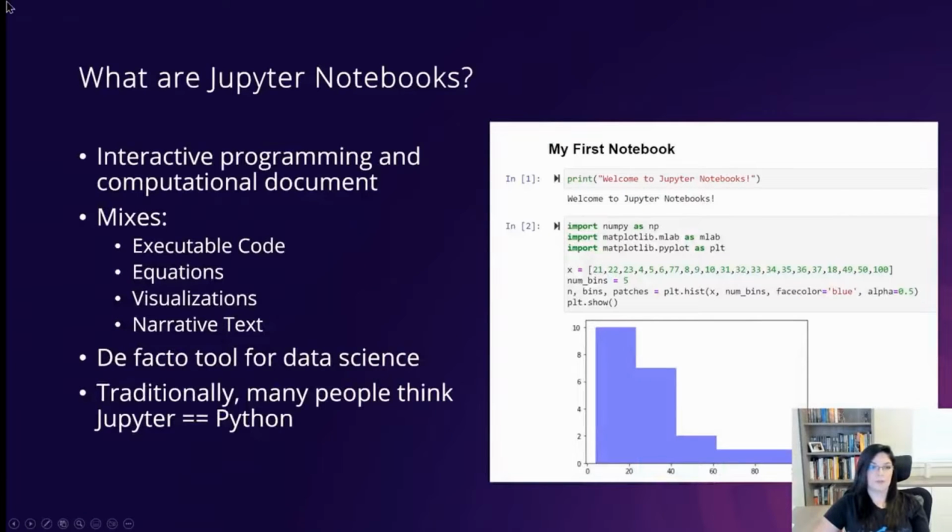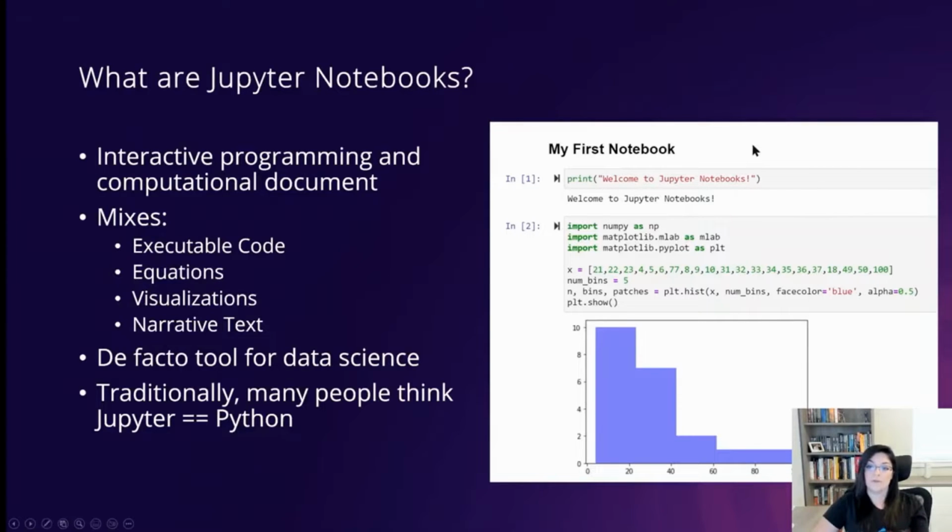So for those of you who are unfamiliar, what are Jupyter Notebooks? Jupyter Notebooks are interactive programming and computational documents that mix executable code, equations, visualizations, and narrative text. If you've never seen one before, I have a screenshot here off to the right of a Jupyter Notebook. This comes from the open source project Jupyter, hence their name Jupyter Notebooks. And the main takeaway that I want you to get from this image is that Jupyter Notebooks are comprised of cells. They are not your traditional script where everything is just in one file. So here we have these two code cells where we have the input that has code, and when you run that cell, you get the corresponding output right underneath it.